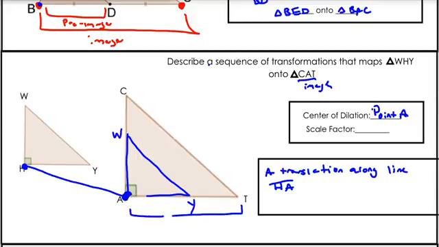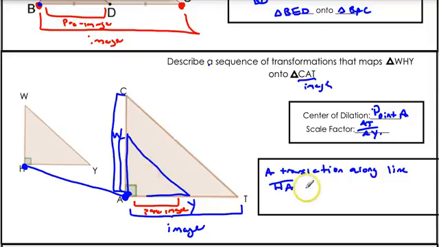So side AT is our image, and then side AY is our pre-image. Once again, because they didn't give us numbers, we're just going to write these two sides over it. So it's going to be the image, which is AT, over the pre-image, which is AY. And once again, you could have used any side. You could have done AC over AW, but I just chose to use the bottom ones.